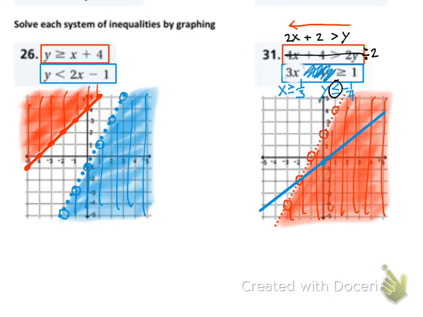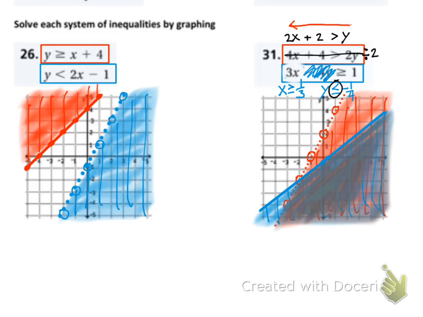Now going back to y is less than, because I'm dealing with y is less than, I shade below. I shade in that region, and then you can see the double shaded region. That is graphing. That is the complete review.